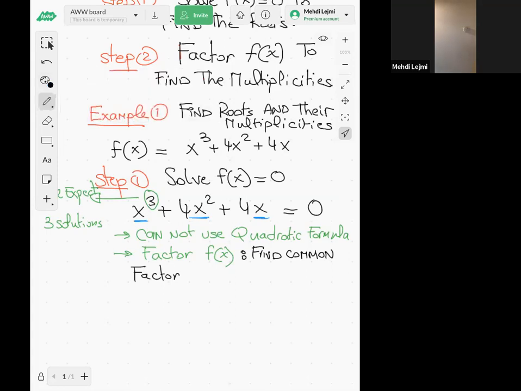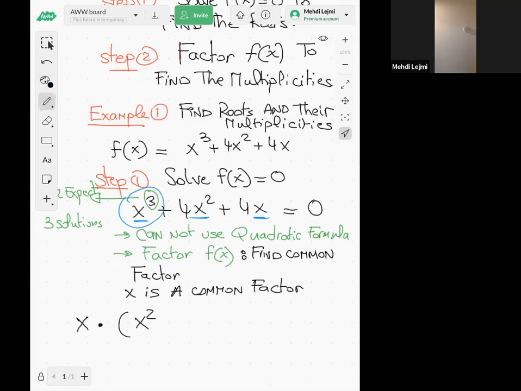So x is a common factor. All right, so then we're going to factor out x. So here's my x. So we have x cubed, so we have to multiply this x by x squared, right? Because we have x cubed here. So x times x squared, that would be x cubed.